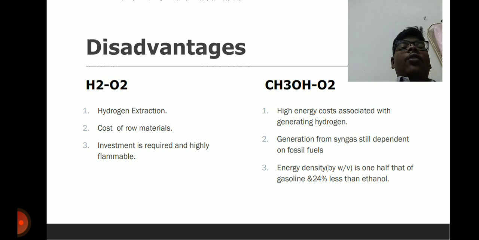Disadvantages of the H2-O2 fuel cell: hydrogen extraction, cost of raw materials, high investment is required, and it is highly flammable. Disadvantages of CH3OH-O2: high energy costs associated with generating hydrogen. Generation from synthesis gas still depends on fossil fuels. Energy density is 1/2 of that of gasoline, and 24% less than ethanol.